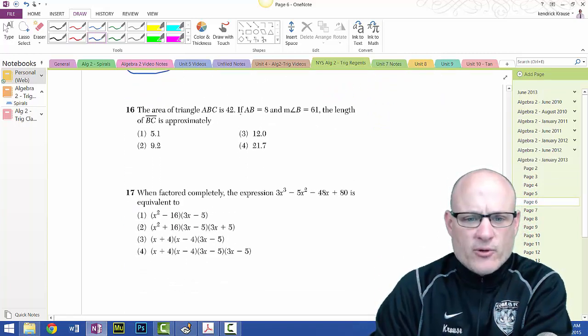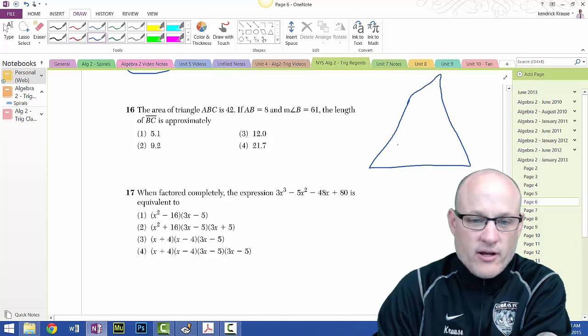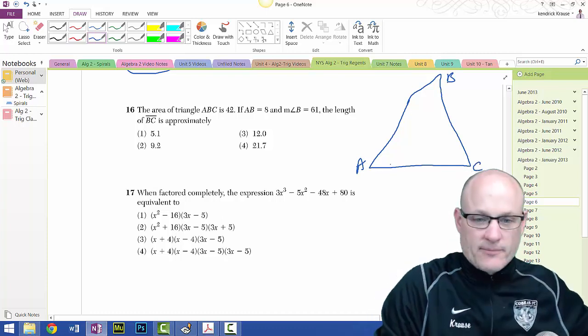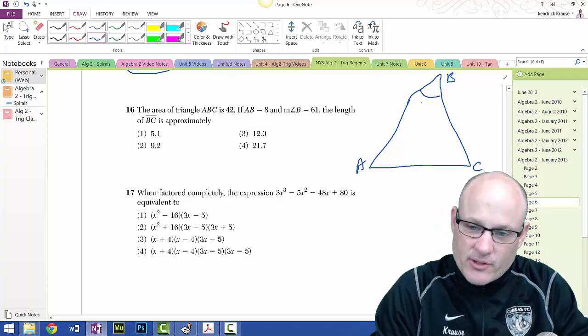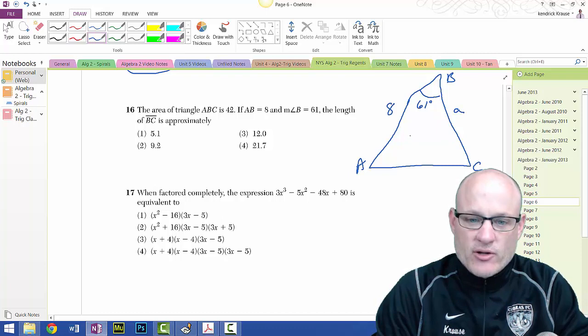The area of this triangle is 42. Find the length of BC, approximately. So if you have a triangle, let's go A and B. Angle B is my 61 degree angle. And AB is 8. We want to find BC, we'll call it little a, because that's opposite angle A. And we know that the area is 42.